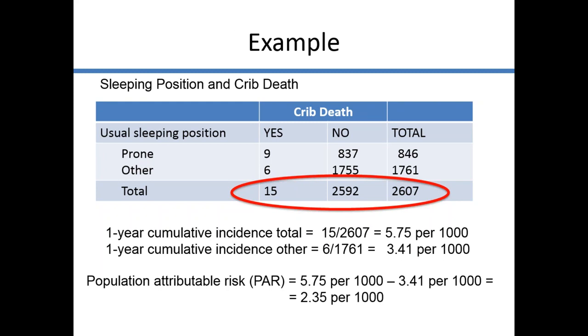Now we're calculating a population attributable risk. We're just starting with the total population instead of the population in the exposed group. It's now 2.35 per thousand in the population. That's now saying whether you're sleeping prone or not, in this entire population, for every thousand people, 2.35 children are getting crib death due to the fact that people are putting their children to sleep prone. So that will change when more or fewer people sleep prone.